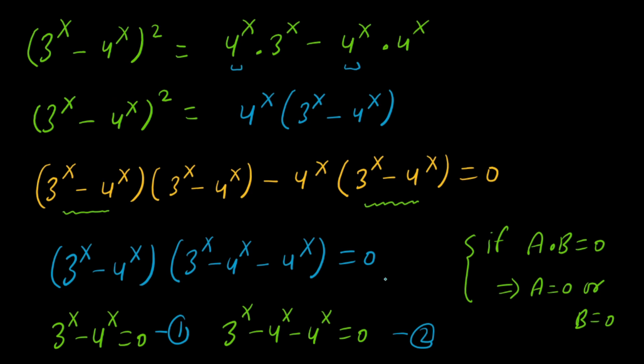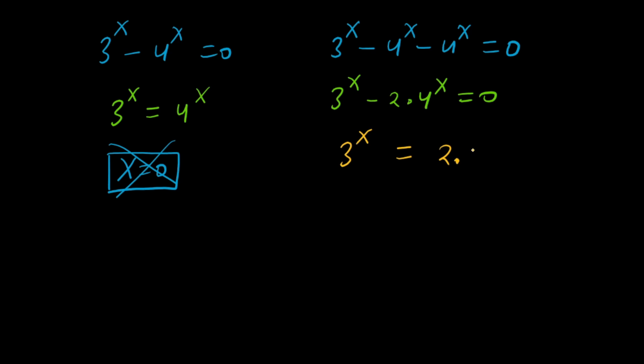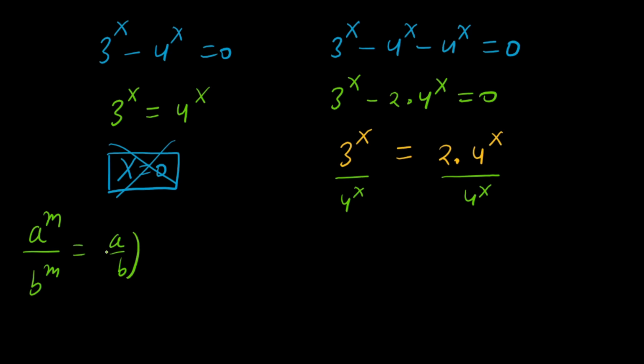Now solve case second. Case second is 3^x − 4^x − 4^x equals 0. Here 3^x − 4^x − 4^x is 3^x − 2 times 4^x, and this equals 0. Now 3^x equals 2 times 4^x. Now if we divide both sides by 4^x, on the left-hand side we apply the rule a^m divided by b^m equals (a over b)^m.